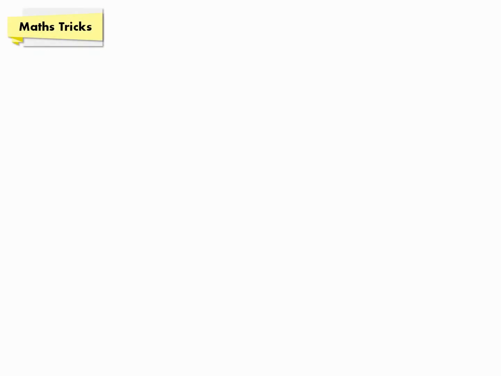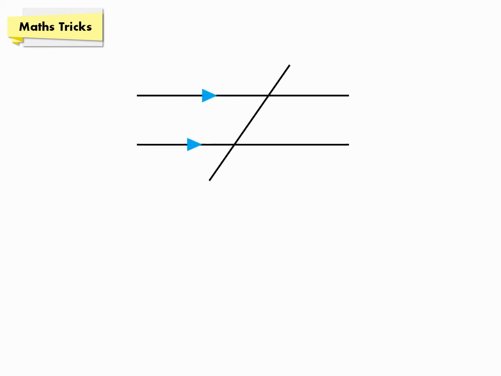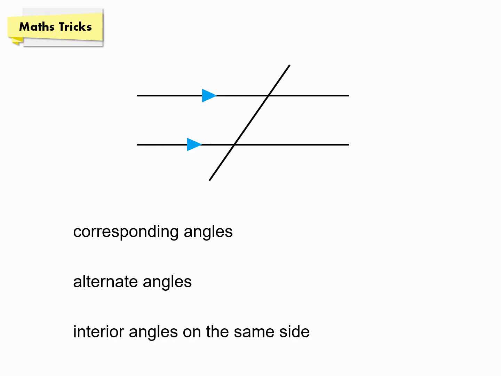One main concept of this chapter is to find out the relationship of the angles between two parallel lines. The theorems are related to corresponding angles, alternate angles, and interior angles on the same side. We can use three letters to help us to remember these angles. We can use F for corresponding angles, Z for alternate angles, and C for interior angles on the same side.